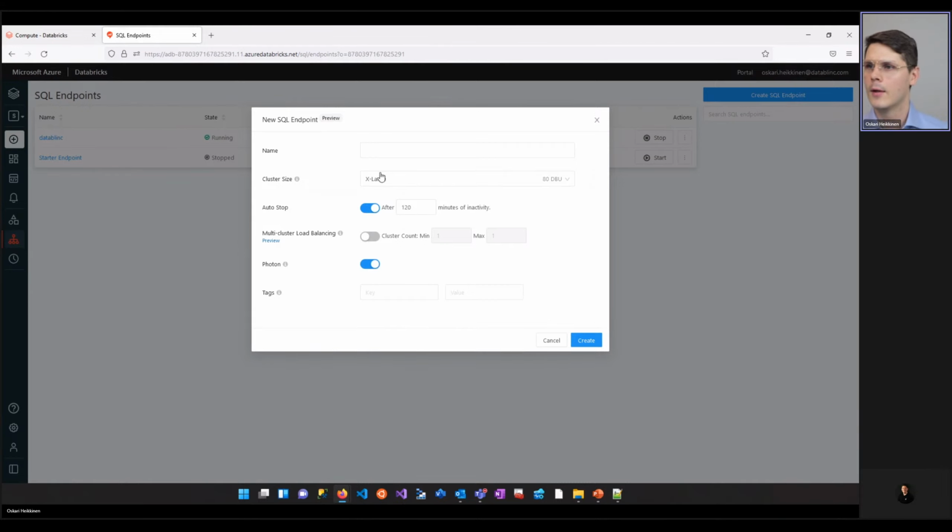Other than that, this creation of SQL endpoint has been made just as easy as possible. So a lot easier, fewer things to define when considering creating a cluster on Databricks workspace. And you can see that Photon is enabled on this side by default.